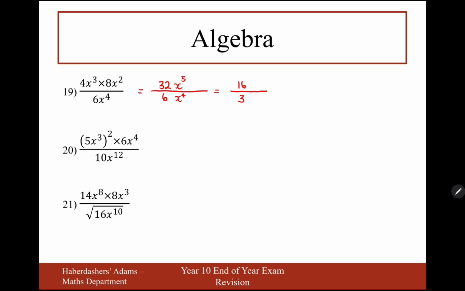And then we're dividing the powers, we're dividing the pieces of algebra, i.e. subtracting the powers, so that's going to give us x to the power of 1. And alternatively, the correct answer would be 16 over 3 with the x on the side. And you don't really need to write a power of 1 because any piece of algebra with a power of 1, you don't really write the 1 on it.